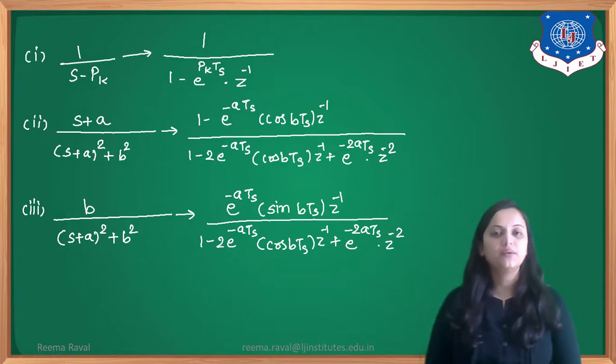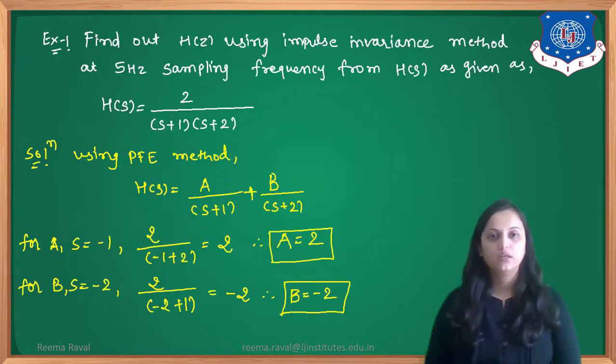Now let us understand one example which will make this method clear to you. Here the data is to find out H of Z using impulse invariance method at 5 Hz sampling frequency from H of S, given as H of S equals 2 upon S plus 1 into S plus 2. Now here as you can see in the data, H of S is given to us where H of S is 2 upon S plus 1 into S plus 2.